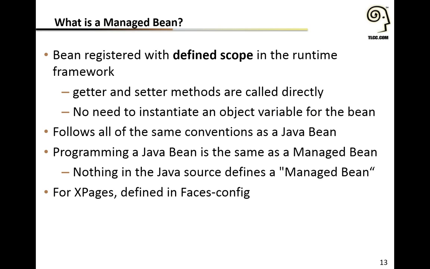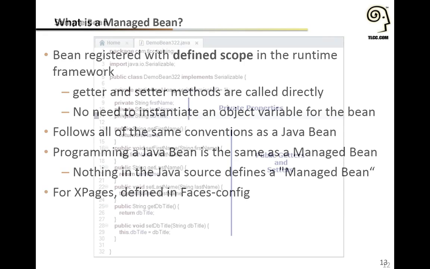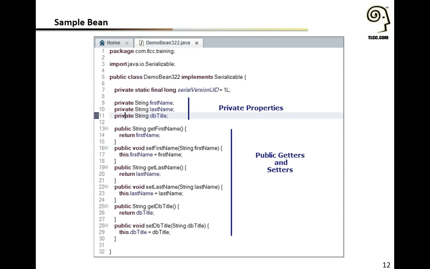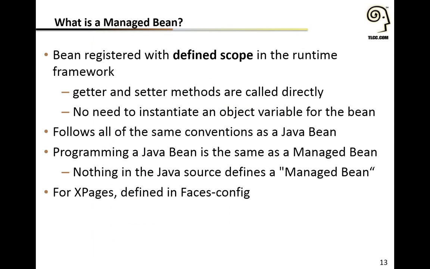Once we do that and we access our XPage in that application, we're going to then use the getter and setter methods to call the bean. So we don't have to actually instantiate an object variable for the bean. Let's say, in the previous slide, my bean was called, well, it depends on the name in the Faces config file, but let's say we called it demo bean 322 in the Faces config as well. We would just call it demo bean 322.get first name, and that will return the first name value. Other than that, the Java bean and the managed bean are exactly the same.